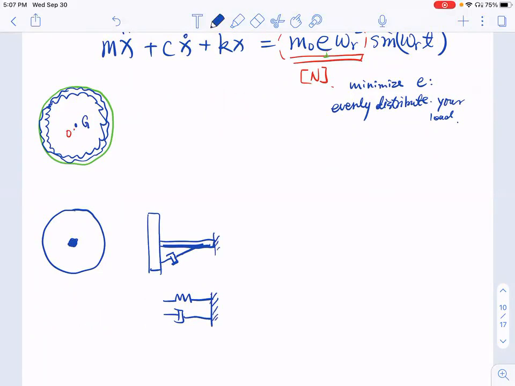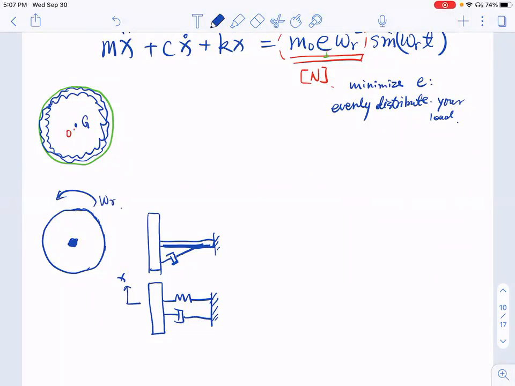You want to minimize, while your car tire is rotating at a speed of omega r, you want to make sure the displacement of your car tire along the vertical direction is minimized. All right. So what you need to do is make sure the center of gravity for your tire is close to the center of rotation. So this approach is called tire rotation. I believe all of you have heard about that.